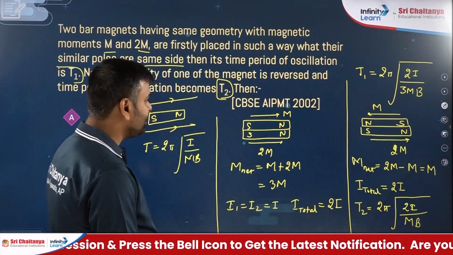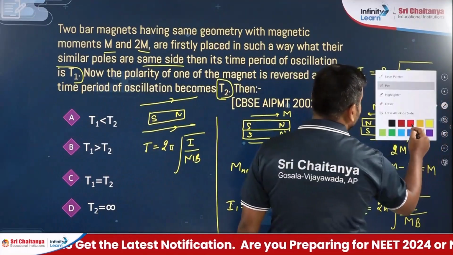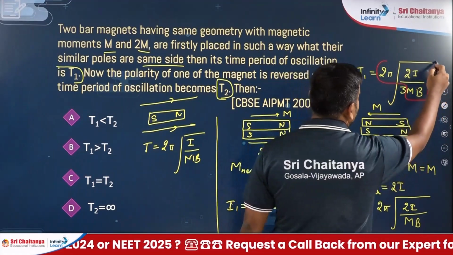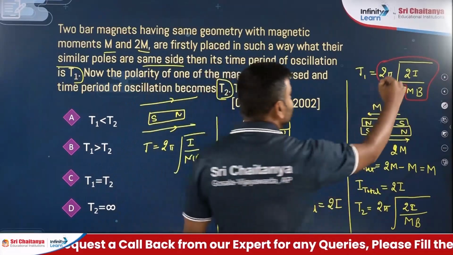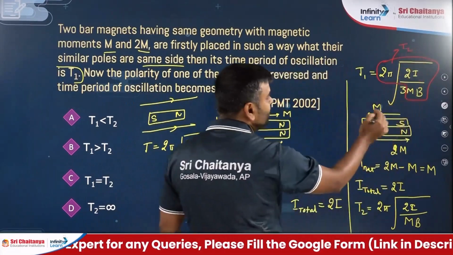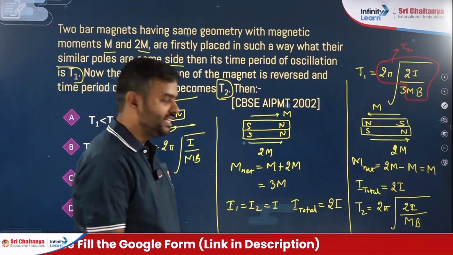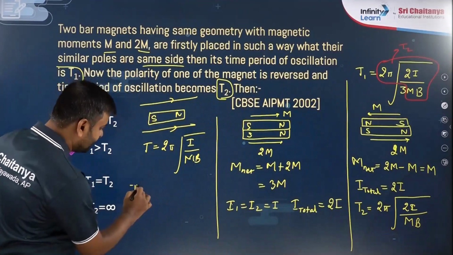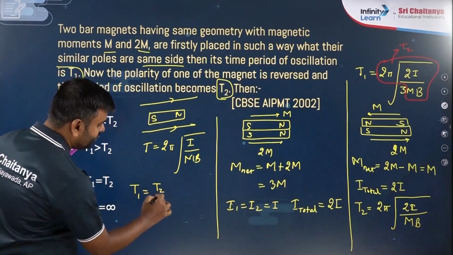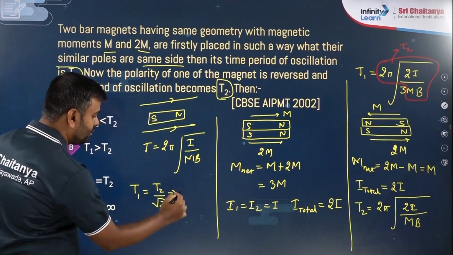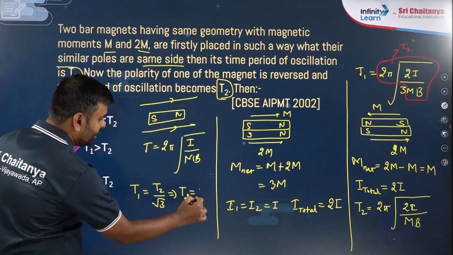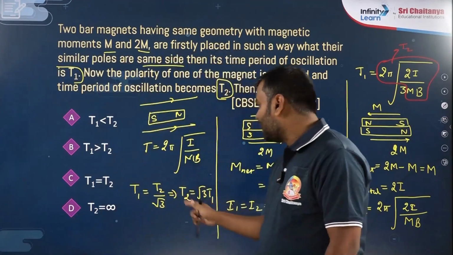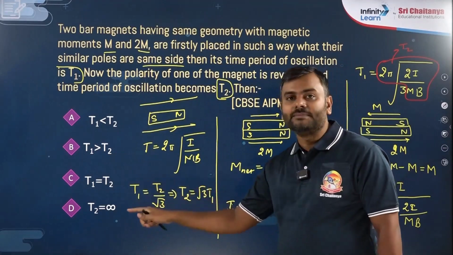Okay, so now you can see that in T1 we can take this 2 pi under root 2I by mB and replace it with T2. When I replace it with T2, what is left with us is root 3. So the final equation we get is T1 equals T2 by root 3. Solving further, T2 equals root 3 times T1, which means that the time period in the second case will be higher than the time period in the first case.